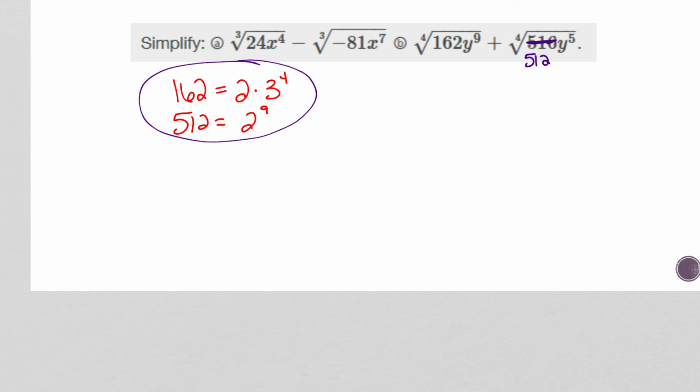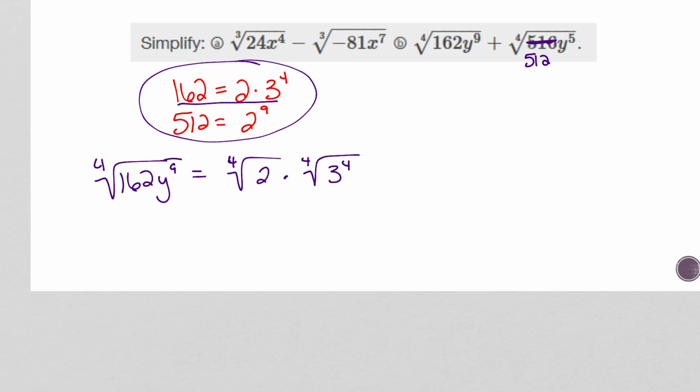All right, so let's simplify the fourth root of 162y to the ninth. All right, fourth root of 162 y to the ninth can be written as the fourth root of, and notice I've already done this part here, 2 times the fourth root of 3 to the fourth. By the way, we're dealing with the fourth root, so we need to be very aware of whether or not we need an absolute value bar at the end, okay?